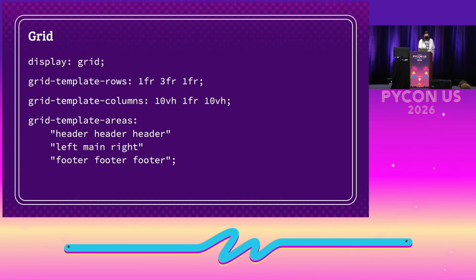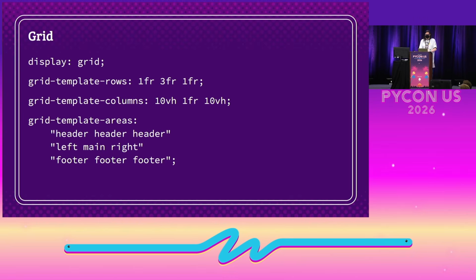All right, grid. Grid has a lot more to go, and I have very little time, so we're going to see what we can do here. Turn it on with display: grid. Then you need three things on your grid container: grid-template-rows, grid-template-columns, and grid-template-areas. You don't actually need areas, but I'm going to suggest that you use them. They make it a lot easier to understand.